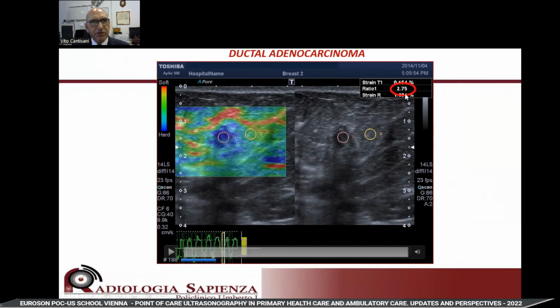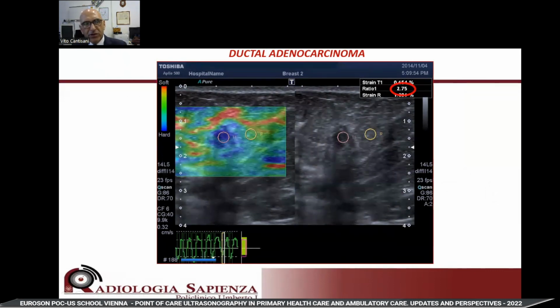And then you look at the number. If the number is higher or lower than a cutoff, you can state that this is a soft or hard lesion.